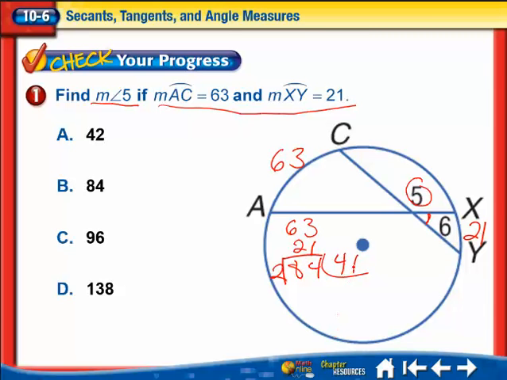Whoops, 42. Is that the answer? It's there. You're going to be tempted to do that, but no. That's this angle. They're asking us for angle 5. So what do we do to find angle 5 if we know angle 6 is 42 degrees? We're going to subtract it from 180 and get 138, which is answer D. And there you go.